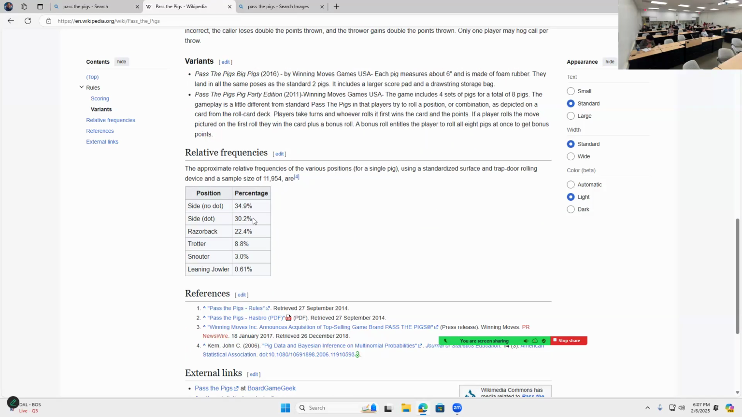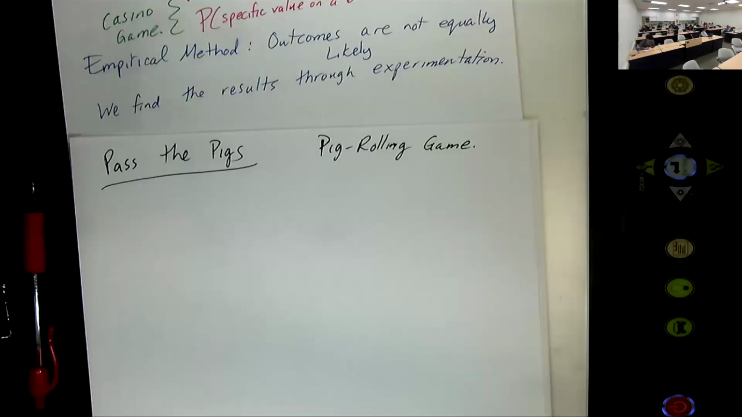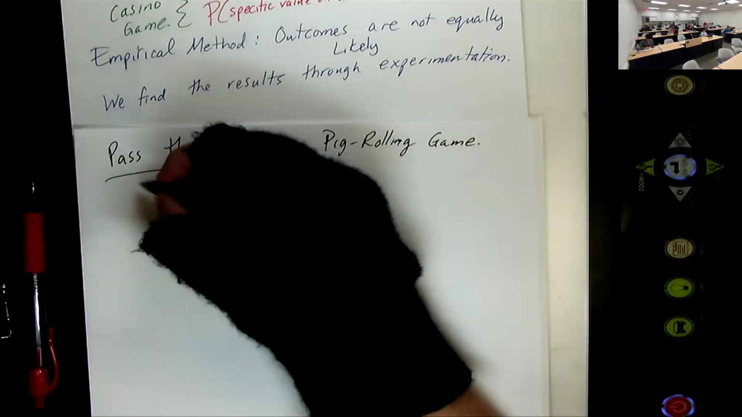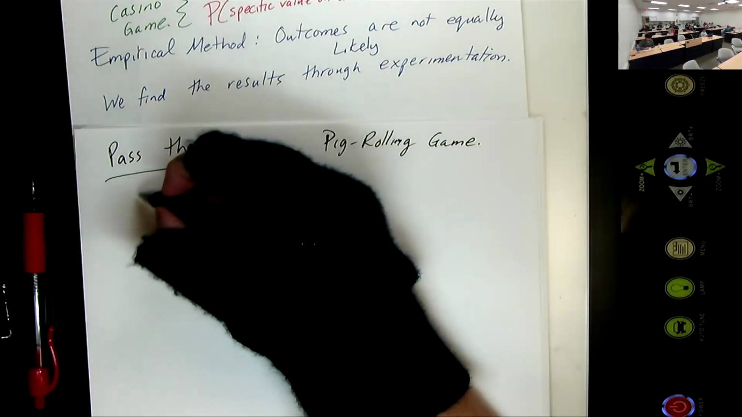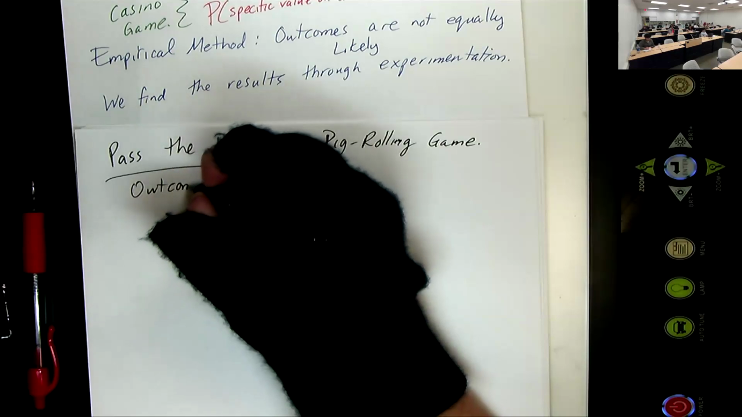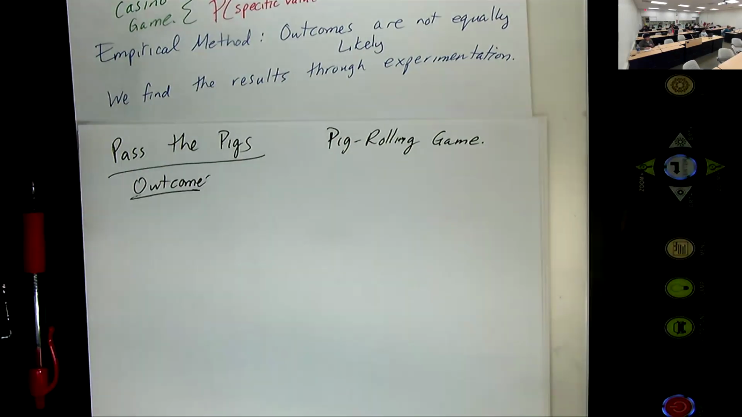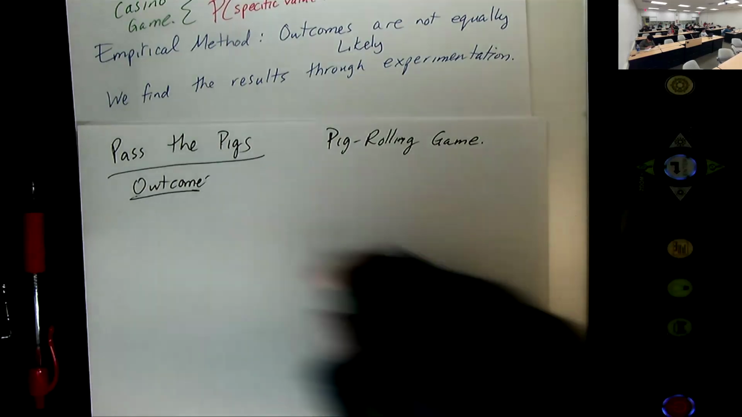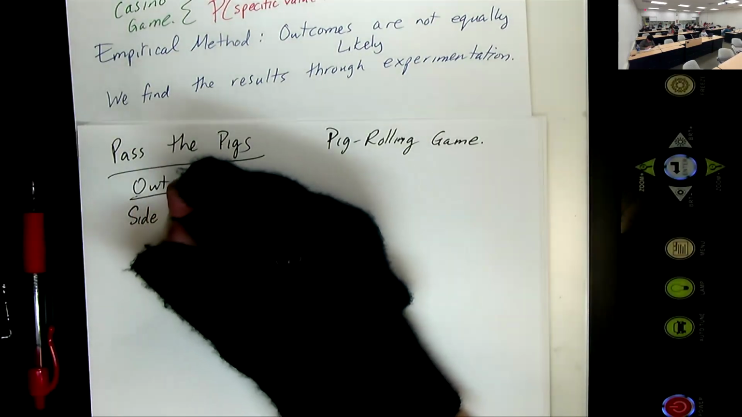So these are the values. Rather than make you write that down, I'm gonna go over to the other thing and describe what it means. Let's go back to the camera. So this is the list of outcomes. Side with dot is up.